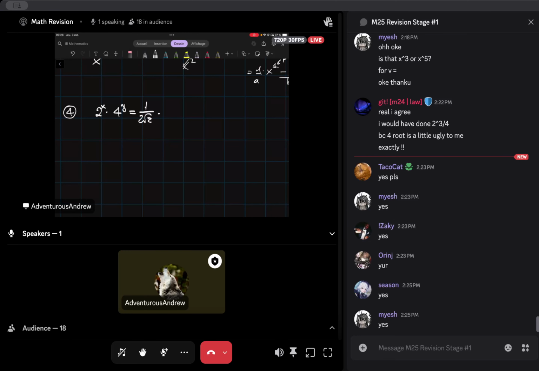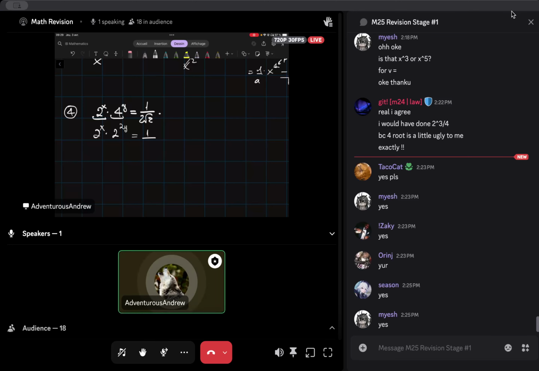Okay, what do we do? So we look at this question. We see two different bases. We have different bases. We cannot multiply. We must convert them to the same base first. One over 2 root 2. That is essentially 1 over 2 to the 1 times 2 to the 1 over 2.